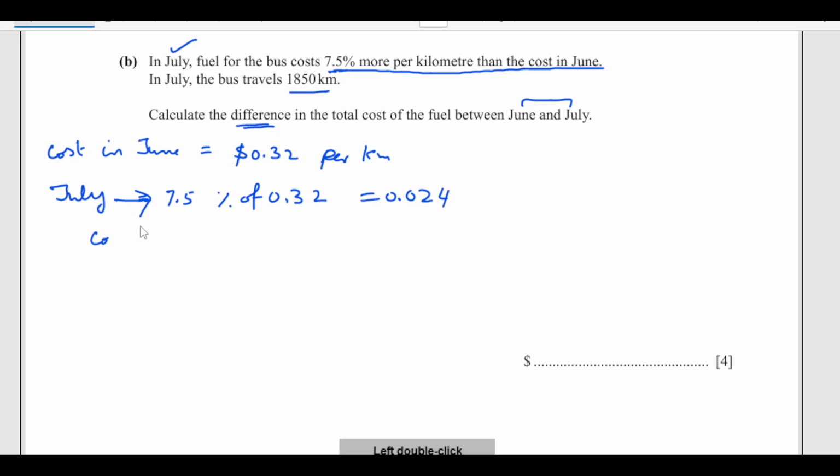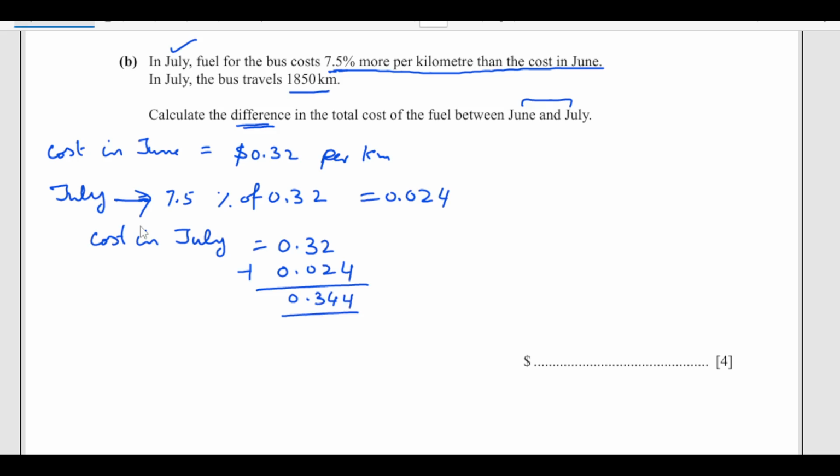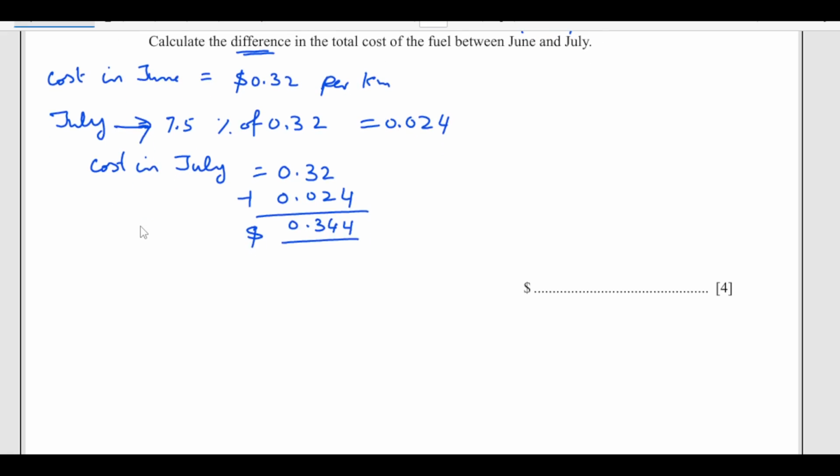So the cost in July is 0.32 as before, plus 0.024, so this is 0.344 dollars. This is the cost in July per kilometer.